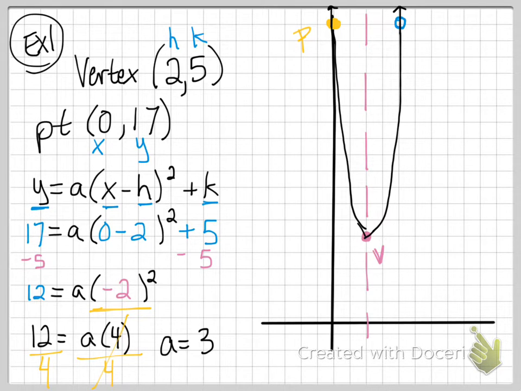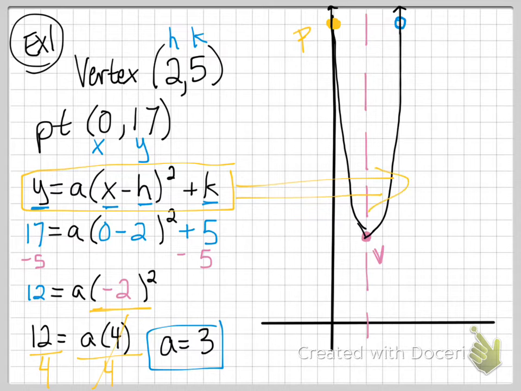Okay, so here's the hard part. You're not done yet. You are not done yet. I know that's crazy, right? We actually have to go back to our wonderful equation here and write it out. So I'm just going to kind of draw over top of my graph here, nice and pretty. Okay, so now I've got to plug in h, k.